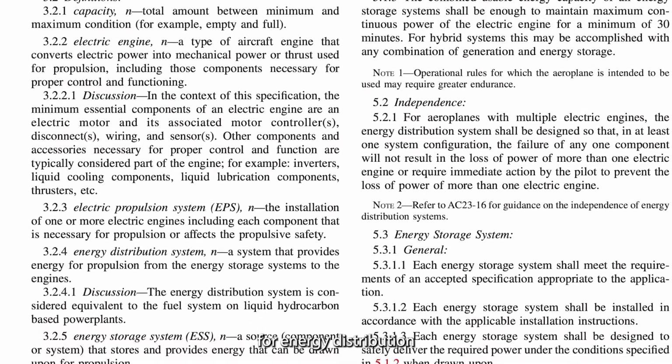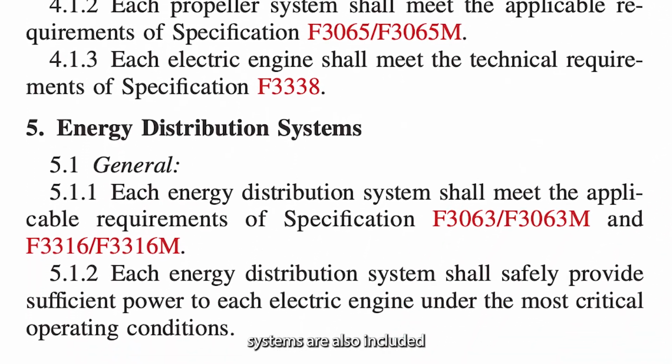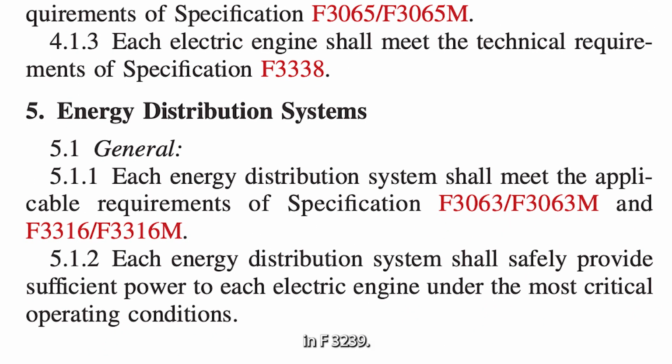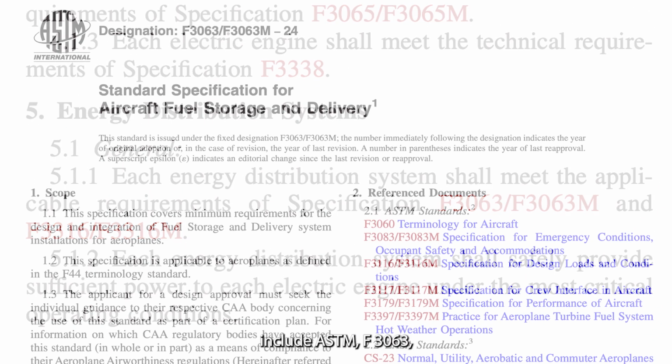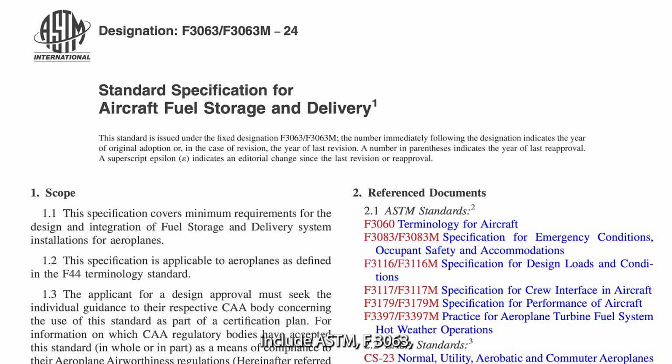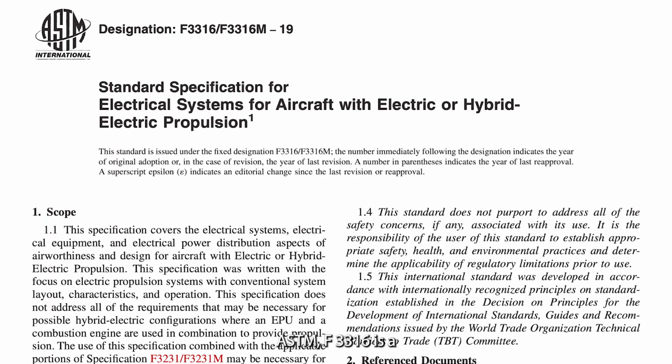The requirements for energy distribution systems are also included in F3239. Reference standards include ASTM F3063, the standard specification for aircraft fuel storage and delivery. ASTM F3316 is a standard specification for electrical systems on aircraft with electric or hybrid electric propulsion.